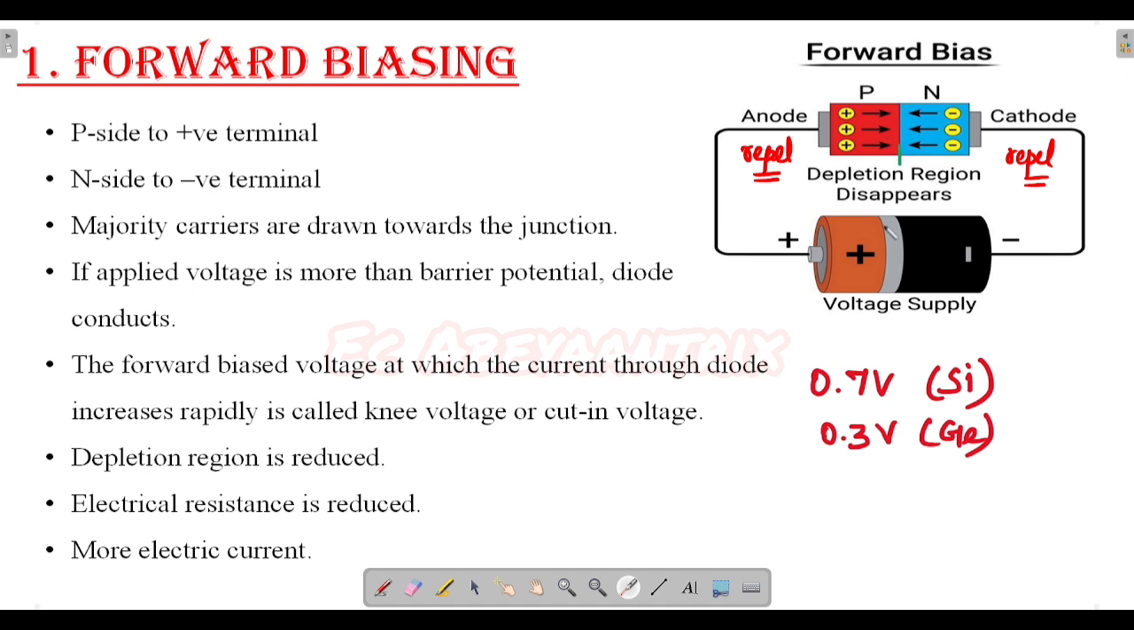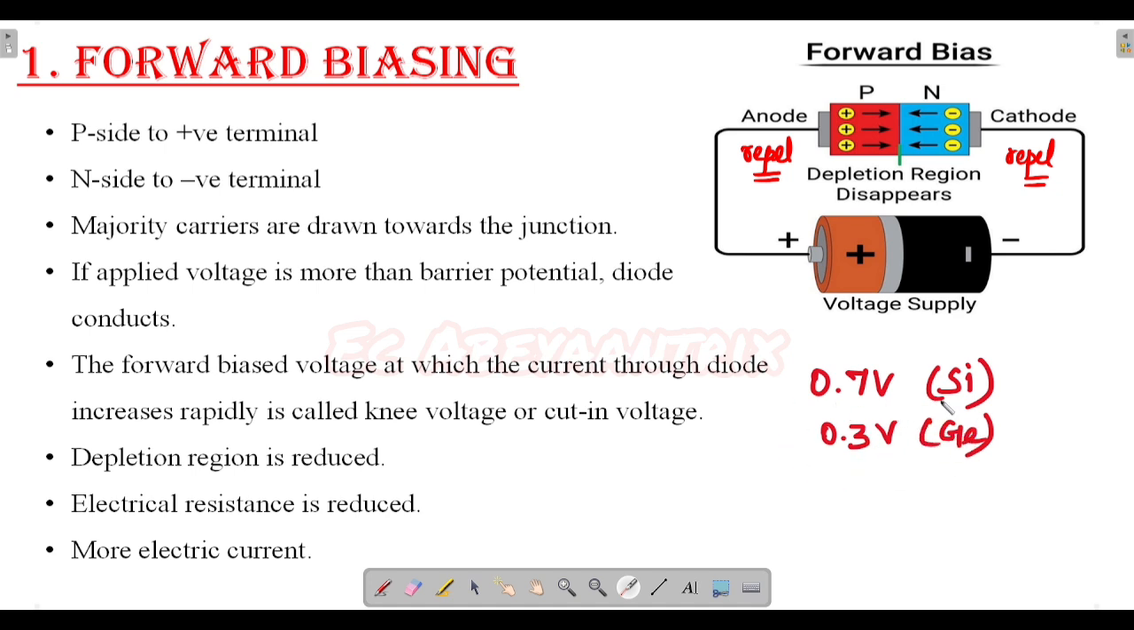Current conduction starts when the applied voltage exceeds the barrier potential, and then the diode conducts. What does the barrier potential mean? It depends on the semiconductor crystal only. If you are taking a silicon semiconductor crystal for this PN junction diode, then the barrier potential will be 0.7 volt, and if you take a germanium crystal, it will be 0.3 volt.